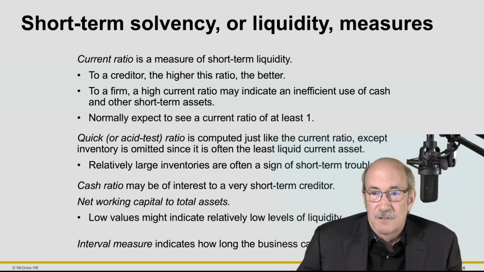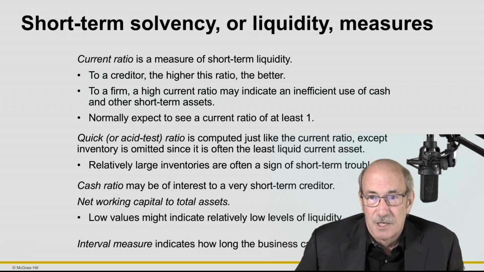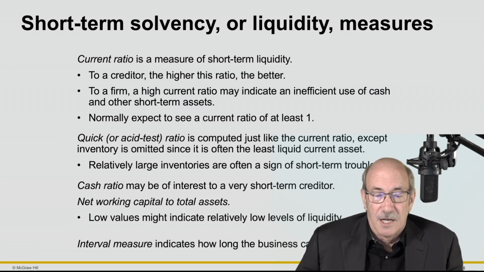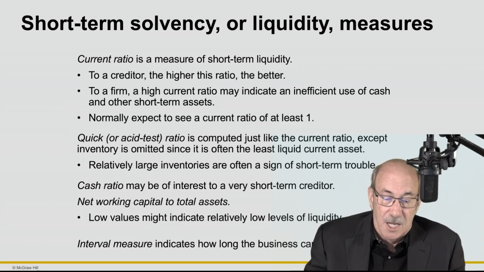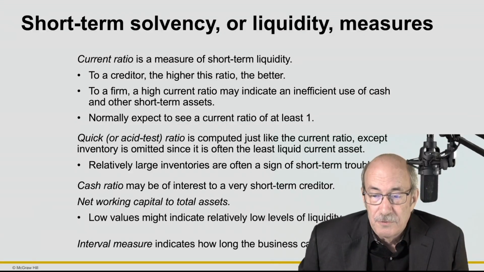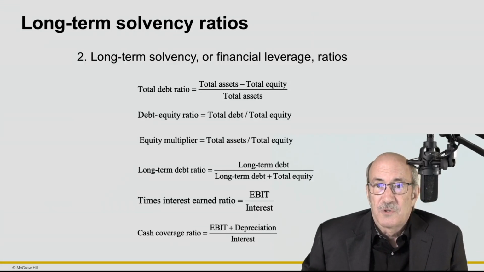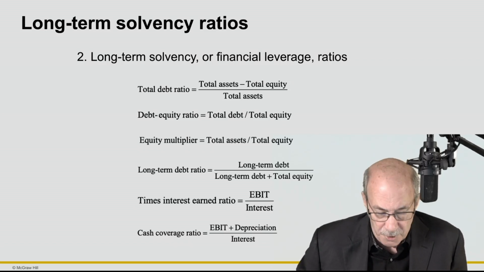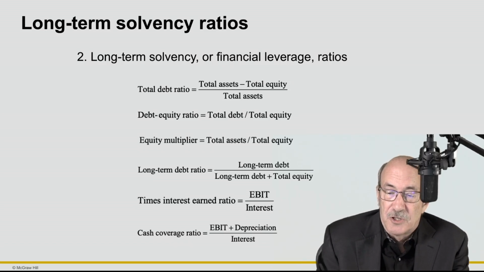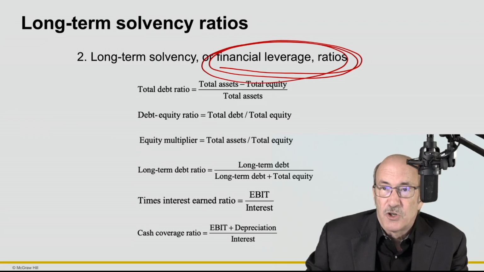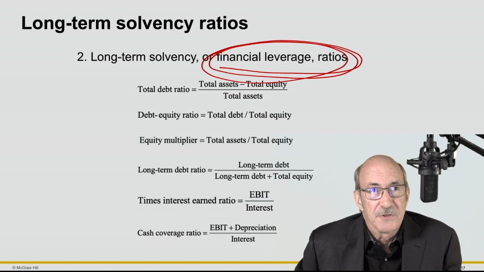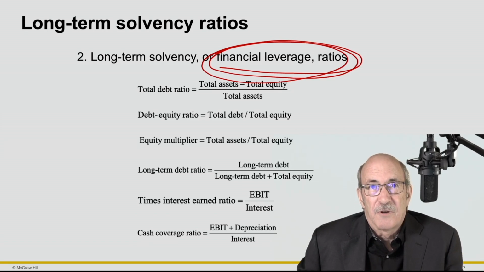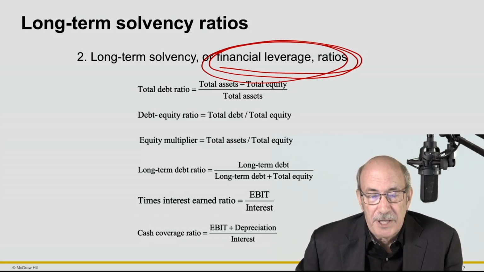Here's just some of the things I've already mentioned, just additional highlights about current ratio, quick ratio, cash ratio, net working capital to total assets, and then interval measure. Okay, so let's move on to long-term solvency ratios. These relate predominantly to financial leverage, right? Financial leverage is the amount of debt that we use to finance the asset base relative to the amount of equity that we have on the balance sheet.